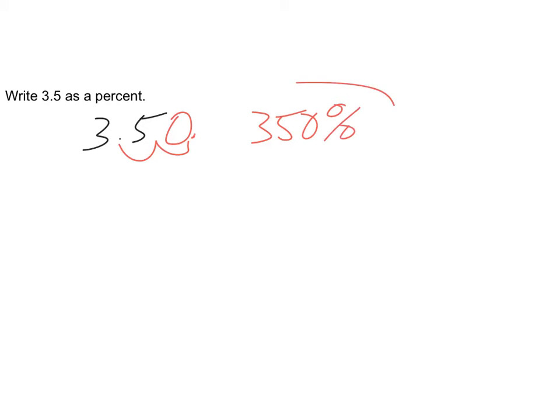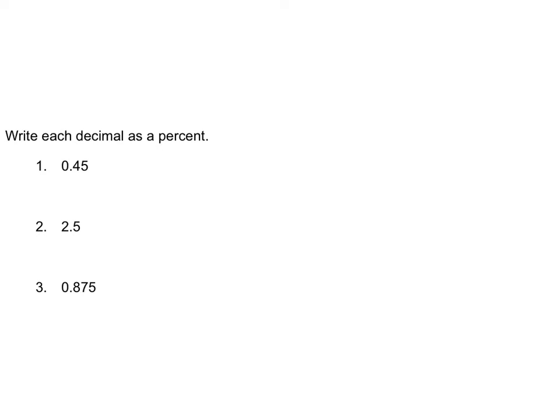So now instead of having a 0 in front of the decimal, we have a 3. So 3.5. We still move the decimal point over 2 spots. We still fill in a 0, but now we don't cross out the 3 because we only cross it out if it's a 0. So that turns this into 350%. Go ahead and pause the video and turn these 3 decimals into percents and then hit play and see how you did.